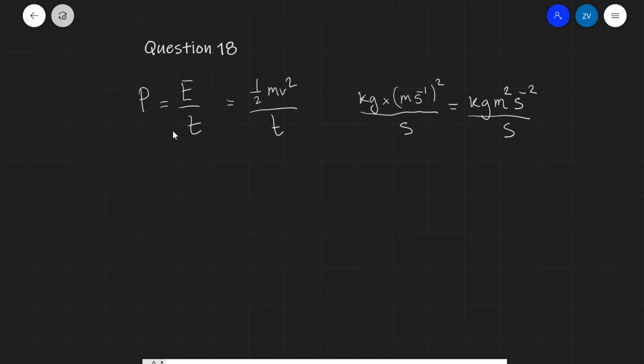Now, s^-2 divided by s is, of course, equal to kg m² s^-3. And therefore, the correct answer is C.